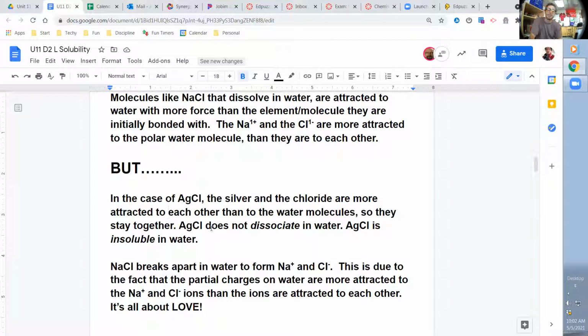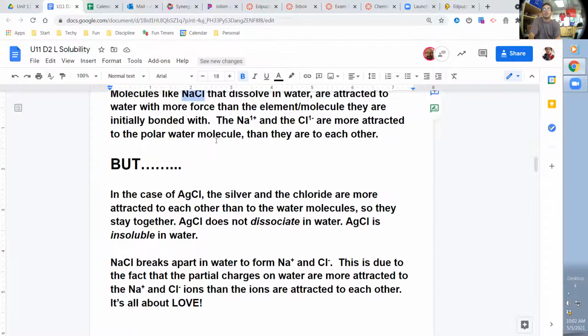So yes, that could be confusing to you. Sodium chloride dissociates and dissolves in water. Silver chloride does not dissociate and dissolve in water. It will remain a solid and you'll have to put that little S in the chemical equation, and NaCl will dissolve. So you have to put an AQ for aqueous, showing that it's dissolving in water.